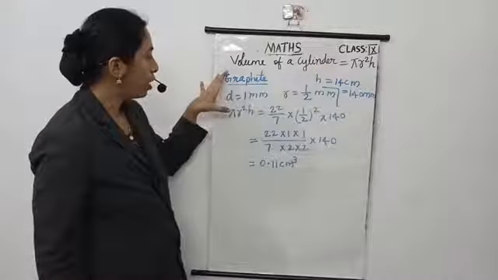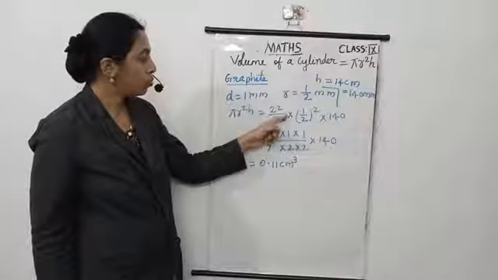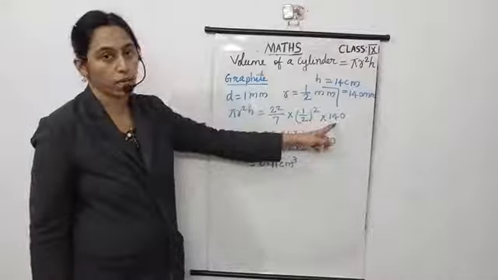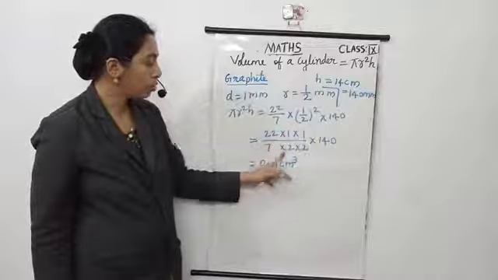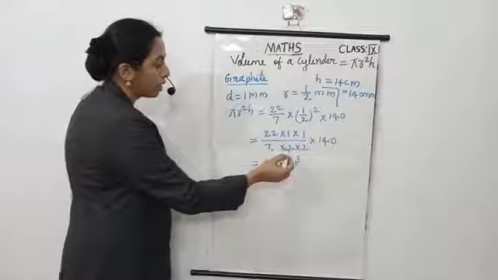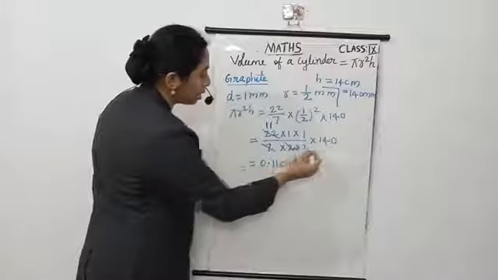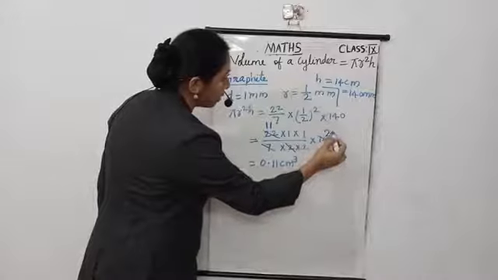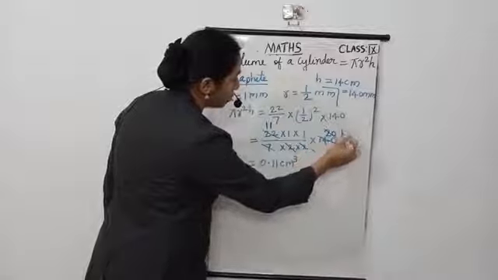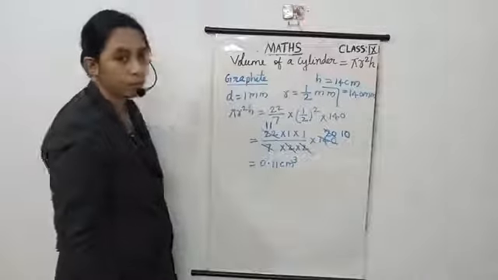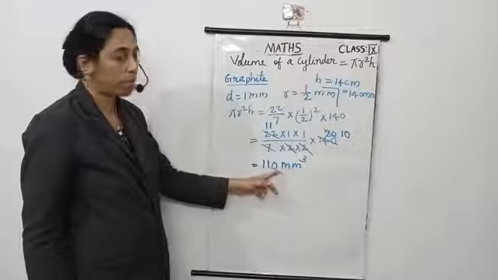Now volume of that graphite is pi r square, equal to 22 by 7 into (1 by 2) square into 140. Now 1 square is 1 into 1 and 2 square is 2 into 2, into 140. We can cancel this 2 and 22, here we get 11. And here we cancel 140 and 7, we get 20. And we again cancel this 2 and 20, here 10. So we get 11 into 10, 110 millimeter cube.